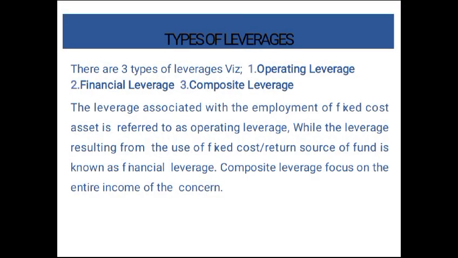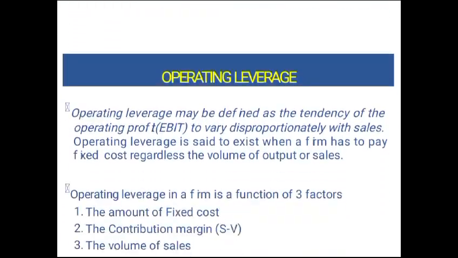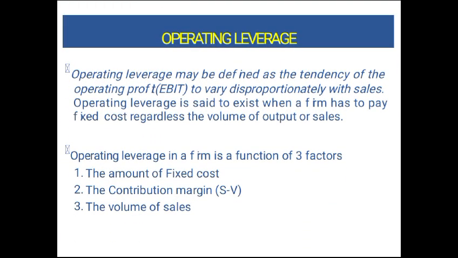There are three types of leverages: operating leverage, financial leverage, and composite leverage. Let us see each one in detail. Operating leverage. Operating leverage may be defined as a tendency of operating profits, that is nothing but the EBIT, to vary disproportionately with sales. Operating leverage is said to exist when a firm has to pay fixed costs regardless of the volume of output or sales. Operating leverage functions with three factors: the amount of fixed cost, the contribution margin, and the volume of sales.